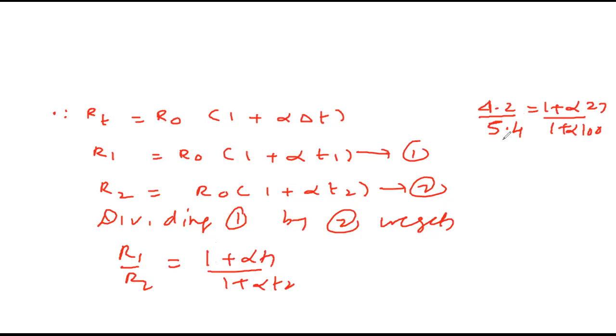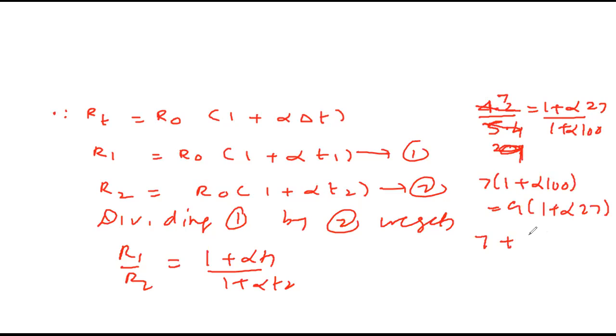Can we cancel this by any factor? Can we divide this? At least we can divide by 6: nines of 54, 6 into 7. Okay, now I'm cross multiplying. This is 7 into (1 plus alpha into 100) equals 9 into (1 plus alpha into 27).